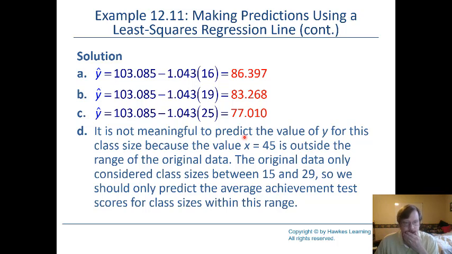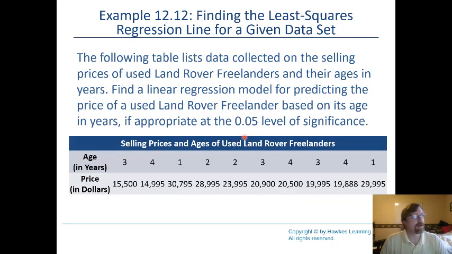All right, so we have a list of selling prices for used Land Rovers and their ages in years. So we've got 1, 2, 3, 4, 5, 6, 7, 8, 9, 10 Land Rovers. 3 years old sold for that much, 1 year old sold for that much, etc. We want to find a linear regression model for predicting the price of a used Land Rover based on its age with a 0.05 level of significance.